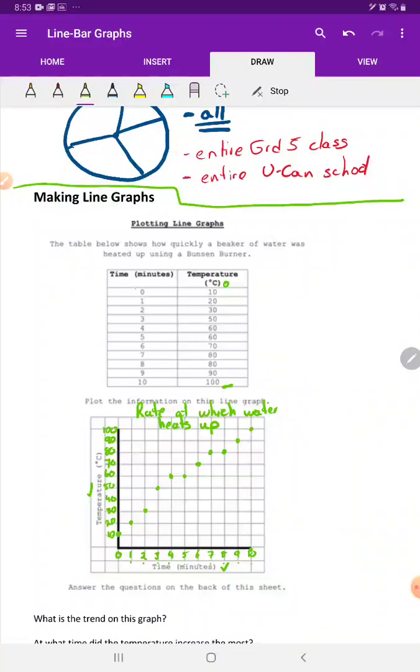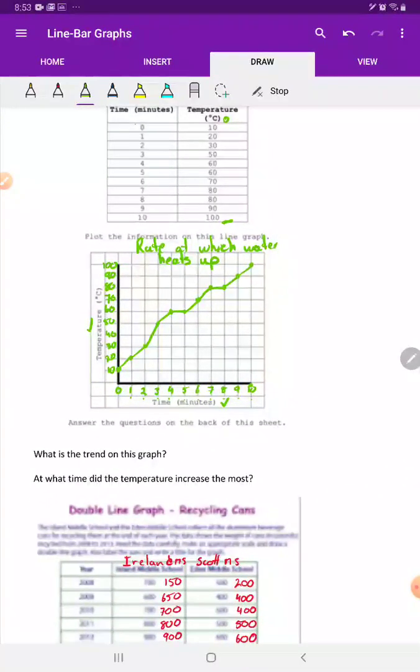So now in order to do this, I'm going to very neatly draw lines to connect all of this together. A ruler would be good if you have longer things that you have to do. Okay, so there you can see. So now we can answer these questions. What is the trend of the graph? The trend is increasing over time.